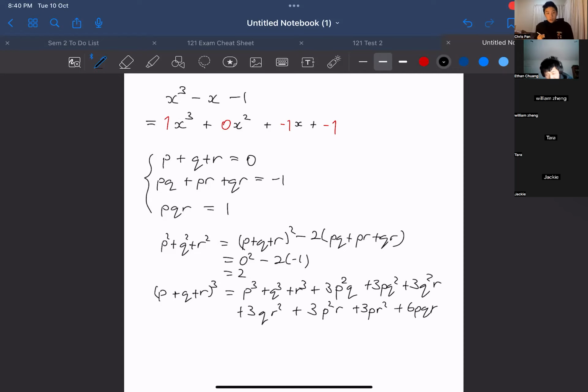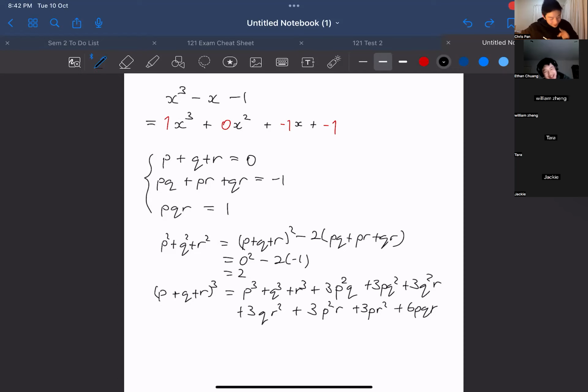We need to write p squared q plus pq squared plus q squared r plus qr squared plus p squared r in terms of pq plus pr plus qr, p plus q plus r, and pqr. And the way to do that is, yo, Ethan, got any ideas? I think you multiply the first equation by the second equation. That's so true. Okay.